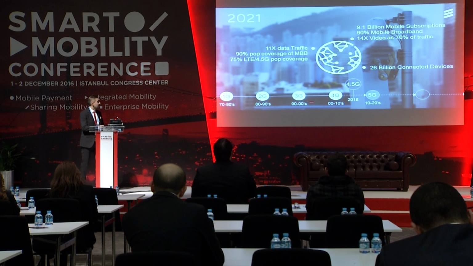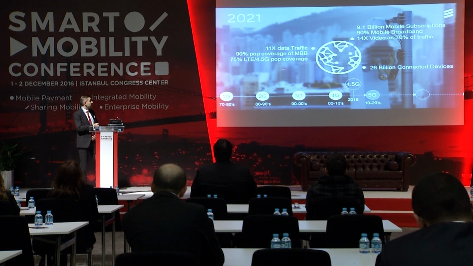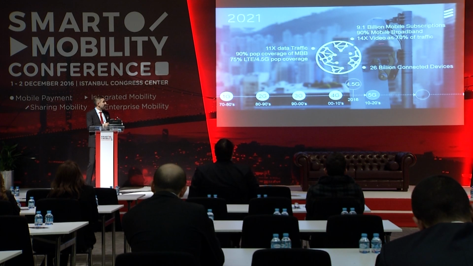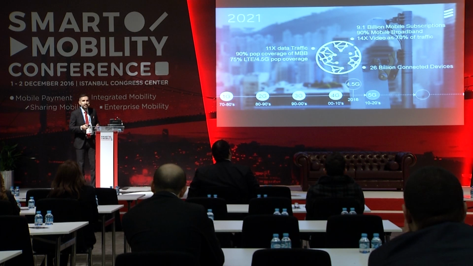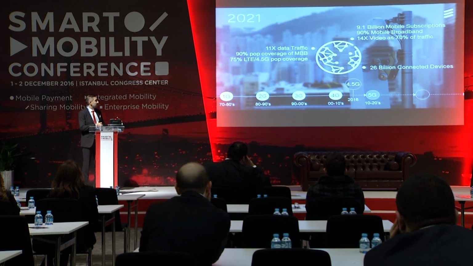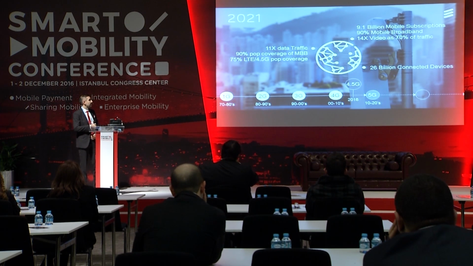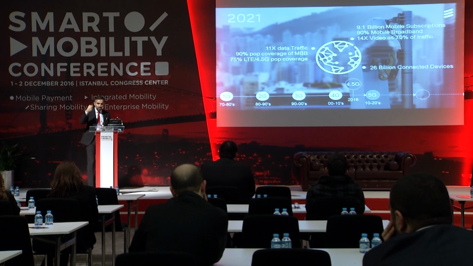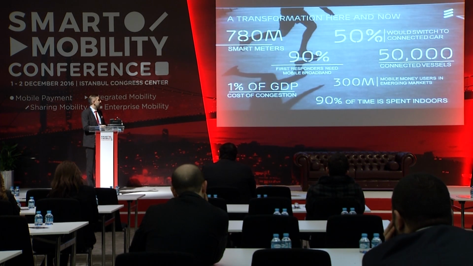So if we just look at where we are, also in Turkey, we're right now in the 4.5G stage. And in 5 years or so, we are envisioning 11 times more data traffic. We're envisioning a world where 90% of the population on Earth has mobile broadband. What we mean by mobile broadband is fast data connectivity, virtually everywhere on Earth. And as I said before, 26 billion devices, so a way more connected environment than we have today.